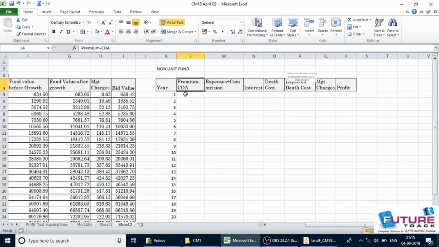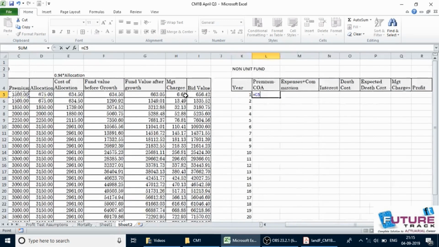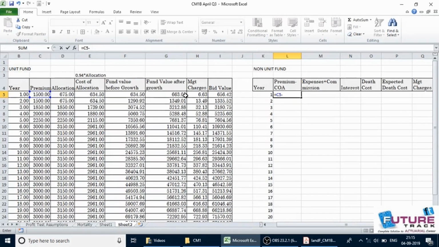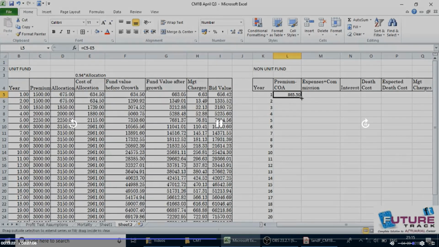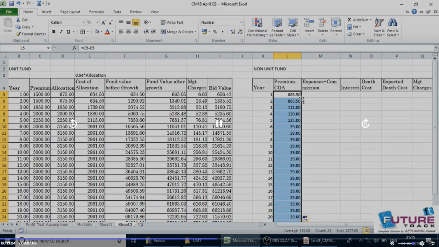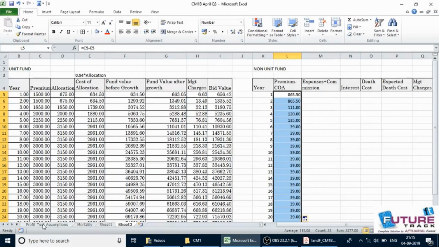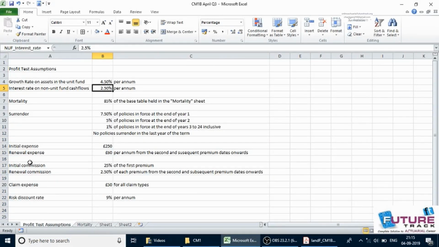Okay. First is the inflow part. So what we received, this is my premium we have given minus the cost of allocation. Rest of the money goes to the non-unit fund. So double click this, it will automatically fill it. Fine. Now profit assumption, let's go. See, we have given initial expense 250, right? Initial commission 25% of the first premium. So these are the two expenses we are having.